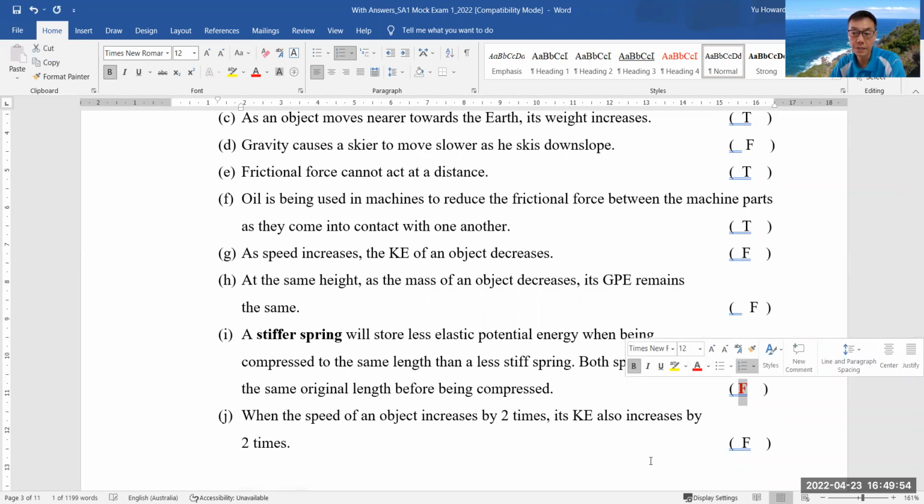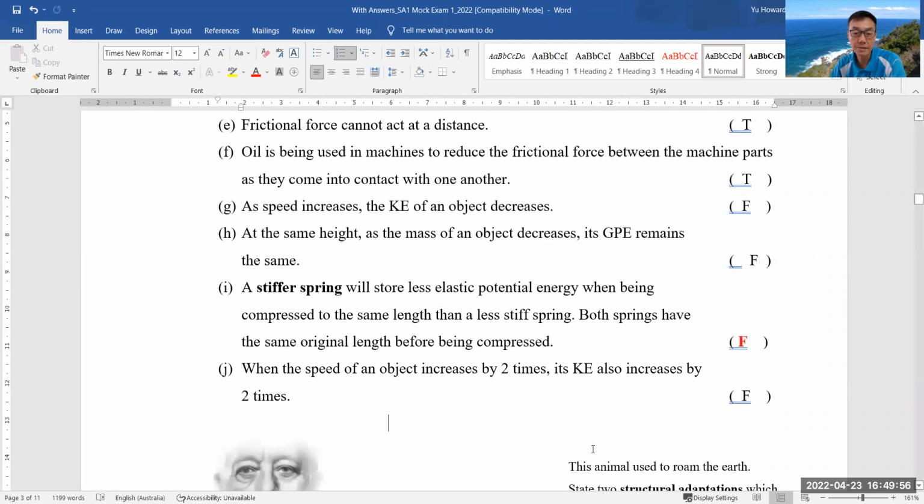Take note. And the last one, this question is actually useful to know, but it's not required for PSLE. Okay, you know kinetic energy, right? The faster an object moves, the greater the kinetic energy. Let's say there are two objects of the same mass. One travels at 2 times the speed of the other one. So the kinetic energy will increase by 4 times, not 2 times. So the answer is false.